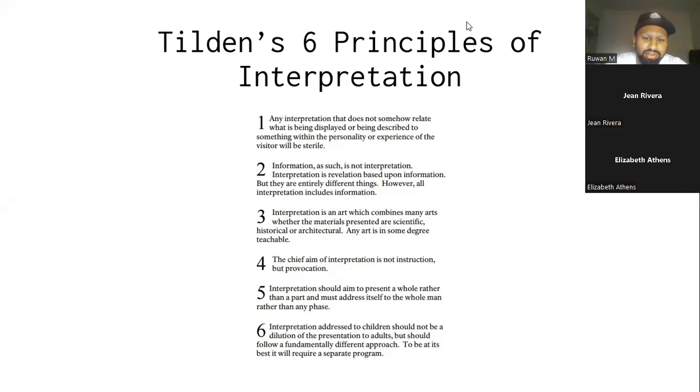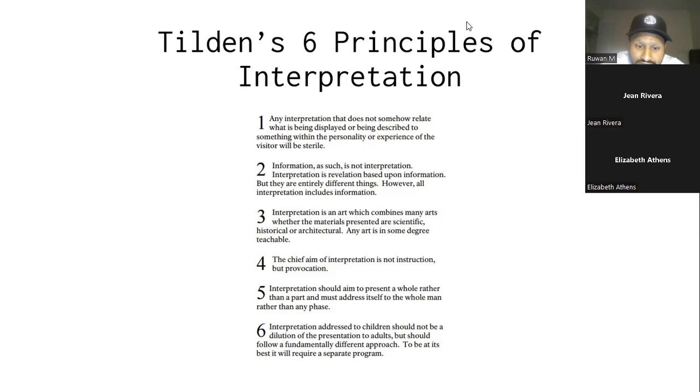Number three, interpretation is an art which combines many arts, whether the materials presented are scientific, historical, or architectural. Any art is in some degree teachable. The chief aim of interpretation is not instruction, but provocation. Five, interpretation should aim to present a whole rather than a part, and must address itself to the whole man rather than any phase.